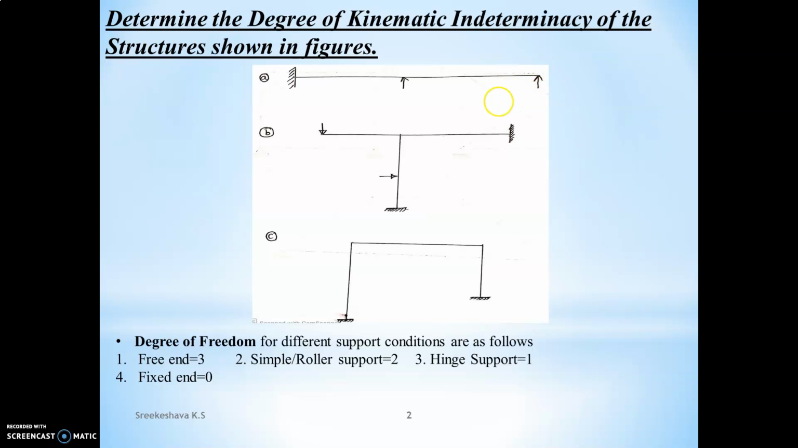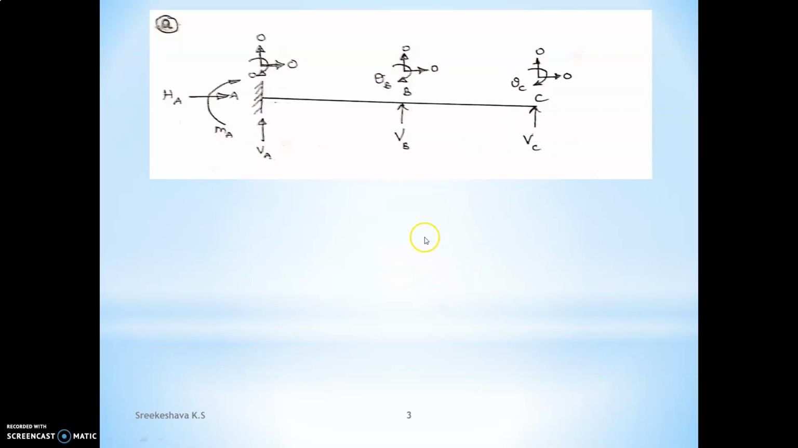Okay. Let us move on to the first problem. In the first problem, observe each joint. The possible displacements are vertical displacement, horizontal displacement, and rotation. At each joint, there are three possible displacements. Now I'm coming to joint A.